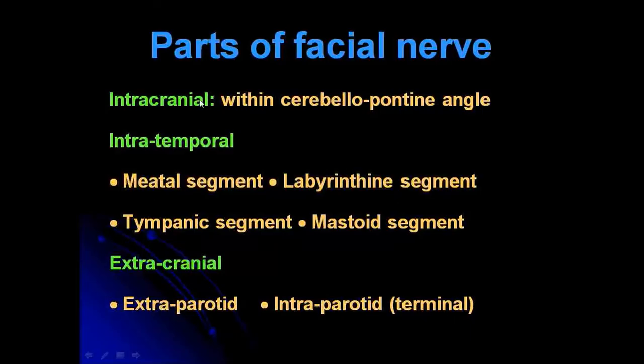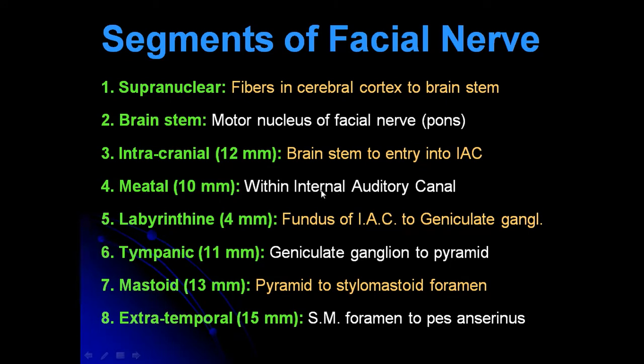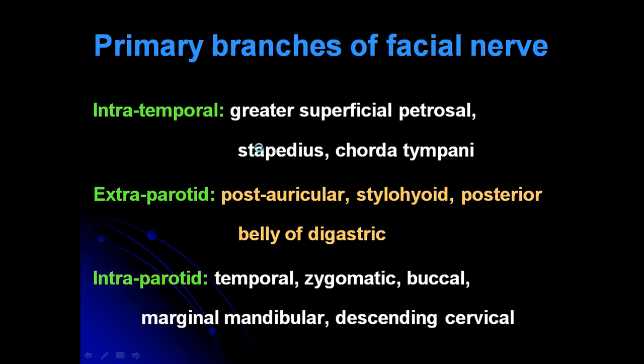Parts of the facial nerve I have seen: intracranial, intratemporal, CMLTV. I told you already all these things, intraparotid and extraparotid. So all these things are covered. You will have it just word-wise. Segments of the facial nerve: supranuclear, the cortex to brainstem; brainstem, motor nucleus, as you know. Intracranial, I told you already the sizes of this CMLTV: 15, 10, 4, 11, 13. You can remember like that.